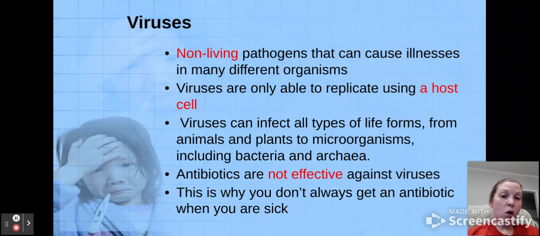This is why you don't always get an antibiotic when you're sick. So if you've ever gone to the doctor and the doctor has just said, we can't really give you anything for that, that's most likely because you have a viral infection or a viral illness as opposed to a bacterial one.